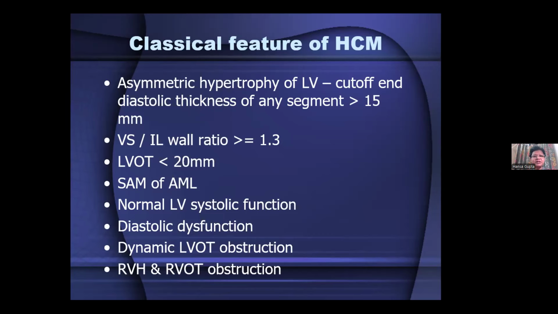So you should have in your mind that arrhythmias are very common because of the myocyte disarray. Now, this is the ratio for the ASH: more than 1.3 in normotensives and more than 1.5 in hypertensives. The LVOT is narrow in many of the patients of HCM. You notice SAM of AML, systolic anterior motion of the anterior mitral leaflet.